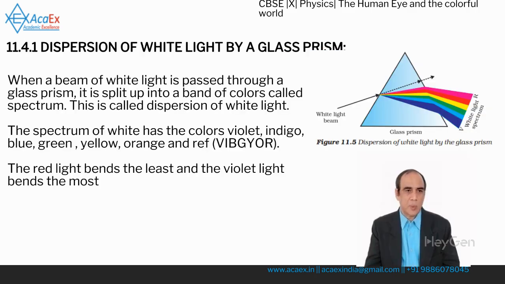Dispersion occurs when white light passes through a glass prism, splitting into a spectrum of colors: violet, indigo, blue, green, yellow, orange, and red. VIBGYOR. Red light bends the least, while violet bends the most, illustrating the varying degrees of refraction for different wavelengths.